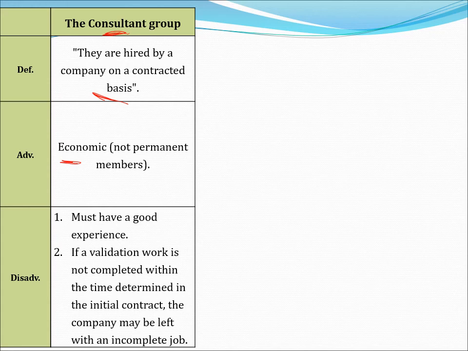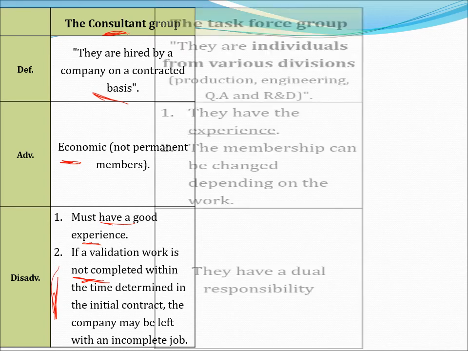But the disadvantage is that they may not have enough experience to know what is going on in the pharmaceutical plant. Of course, anyone inside the pharmaceutical plant will know more and better than the people coming from outside. Also, if you make a contract with them for 2 weeks and, for any reason, the validation work doesn't finish within 2 weeks, they may leave without completing the work. They may leave because the contract itself finished. You have to renew it with them, and this will make some problems.